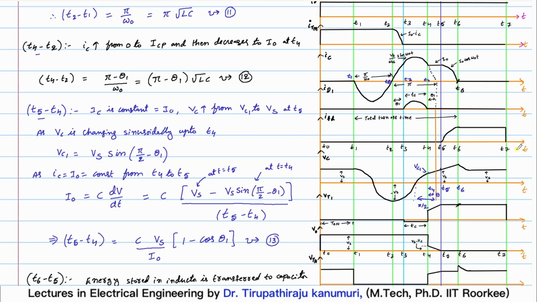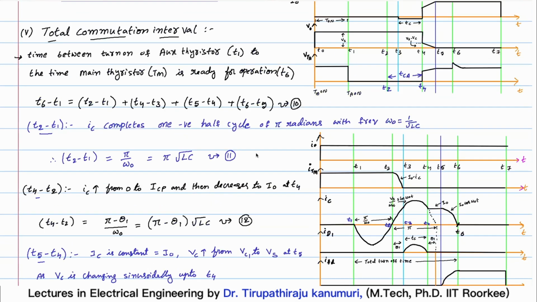This is the minimum duration for which your main thyristor is left free to recover. So that duration is called the total commutation interval. I am dividing this into different parts. One is T1 to T2, then T3 to T4, T4 to T5, then T5 to T6. This is the total duration. So using this I can easily get it. Here this will be T4 to T2, so please change it. So our complete duration is coming.